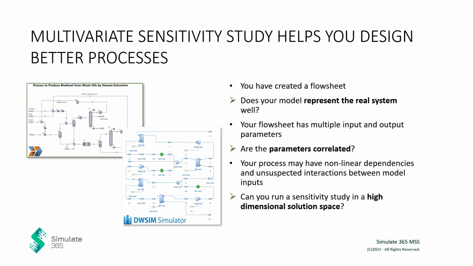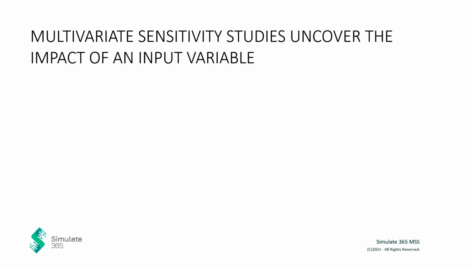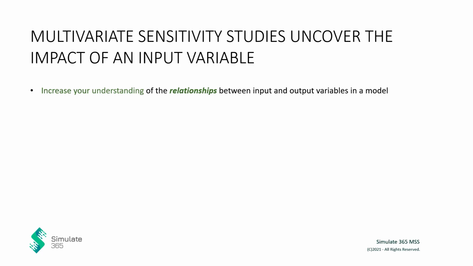Good modeling practice requires a quantification of how much each input is contributing to the output uncertainty. Multivariate sensitivity studies uncover the impact of an input variable on the output uncertainty. They help to increase your understanding of the relationships between input and output variables in a model, and thereby help to increase the robustness of a model under uncertainty. So first, you understand existing relationships in your model, and second, you can increase your model's robustness.